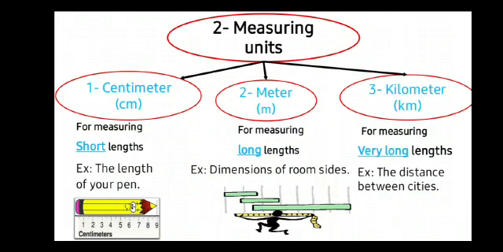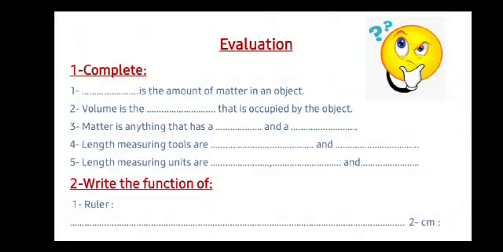Okay? You have to know that you now have an evaluation or some exercises to solve together. Okay? Number 1, complete. The amount of matter in an object will be mass. Number 2, volume is the space that's occupied by the object. Number 3, matter is anything that has mass and volume.